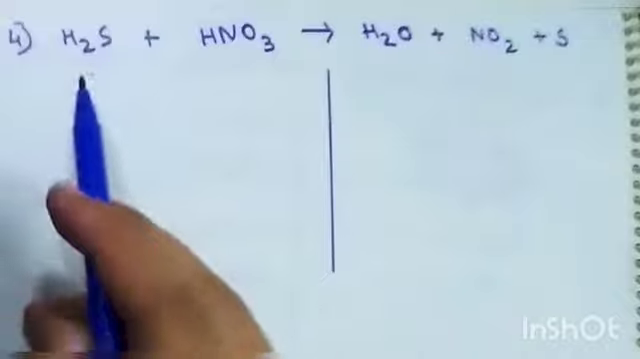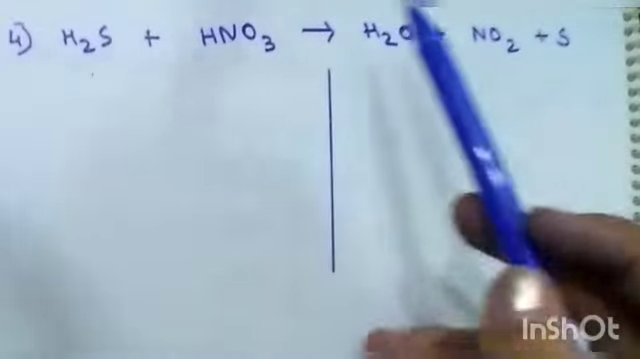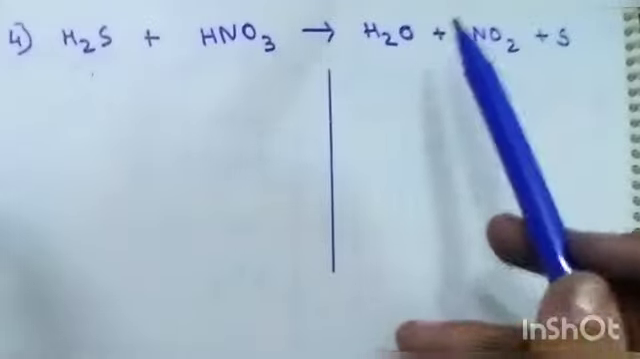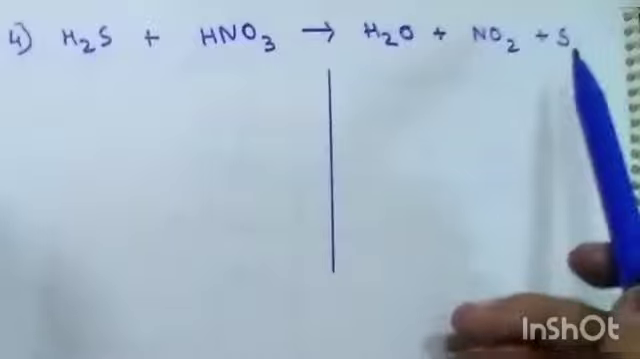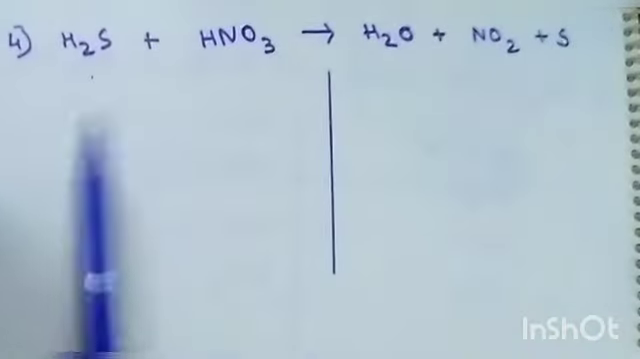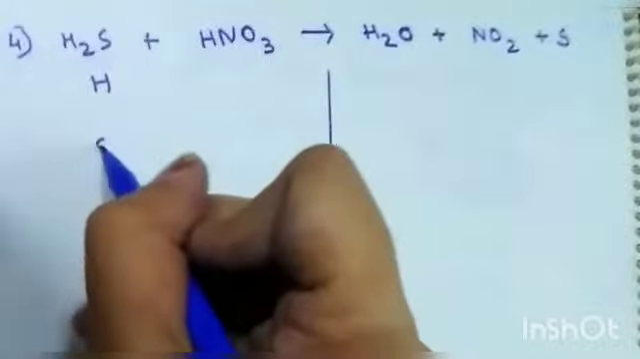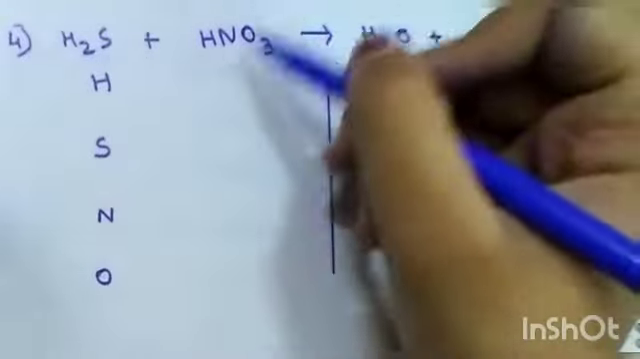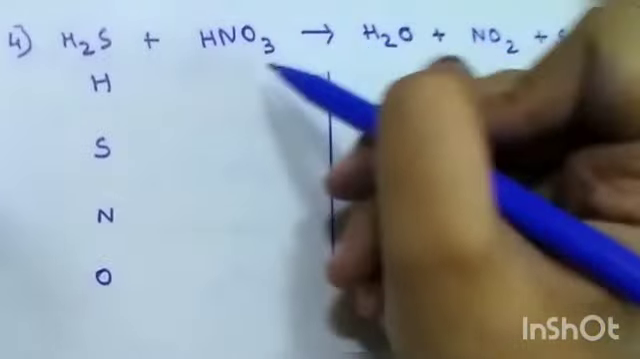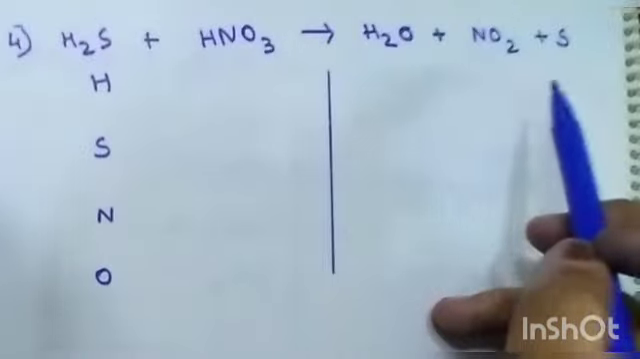The next example is H2S, hydrogen sulfide, plus HNO3, nitric acid, which gives you water, H2O, plus nitrogen dioxide, NO2, plus S, meaning sulfur. Let's write down the atoms. First is H, second is S, then nitrogen, and here oxygen. Now we cannot take NO3 as a radical because on the RHS there is no NO3 radical.